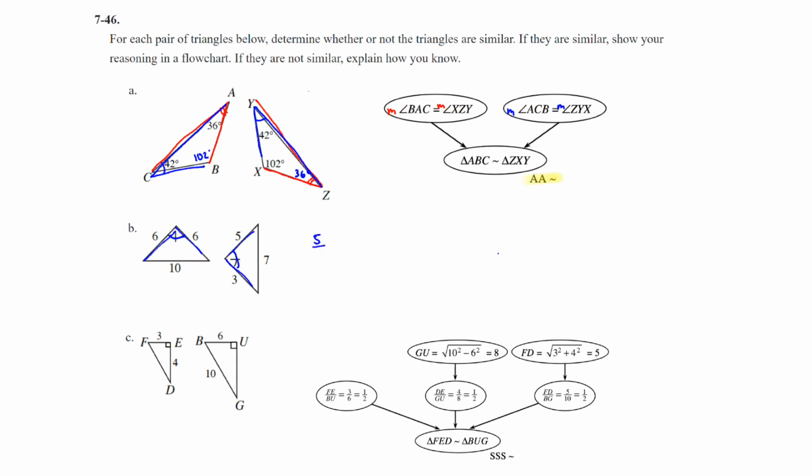So I can go 5 over 6 is supposed to be equal to 3 over 6, and then would be equal to 7 over 10. But none of that works out, so they're not equal, so therefore they are not similar because the corresponding sides do not have the same ratio.